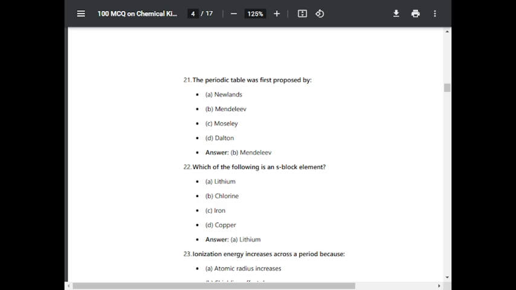Question number 22. Which of the following is an s block element?